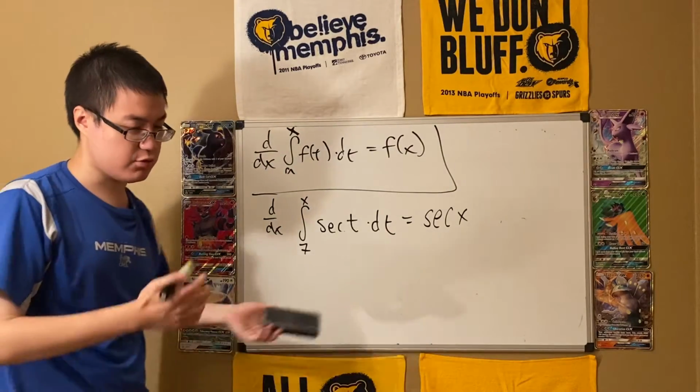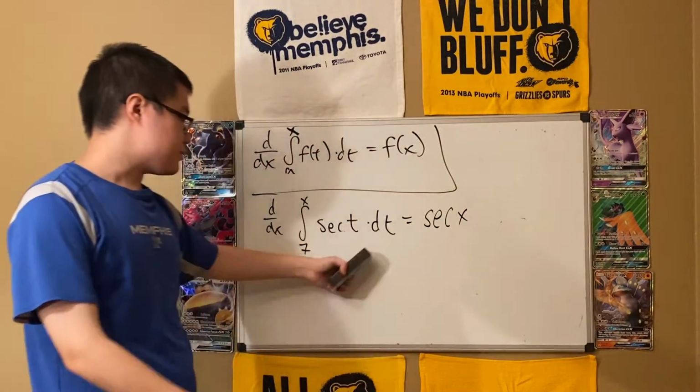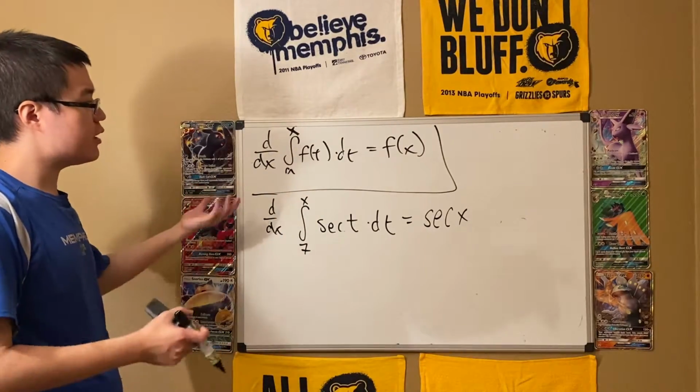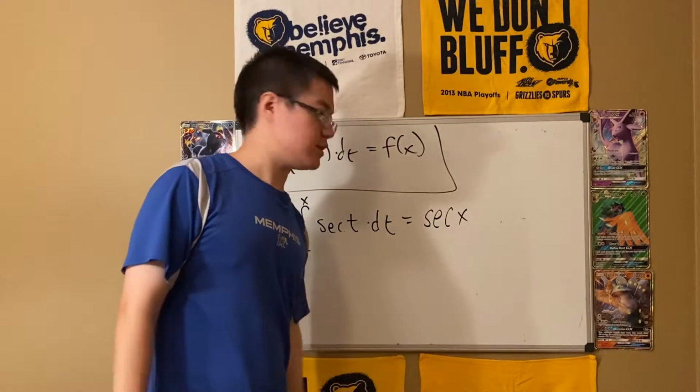Everything is canceled out, so if you square something and square root it, we'll just get the same thing back, and that's what the integral does. So let's try a little bit of a harder question. As you can imagine, it's not always this easy.